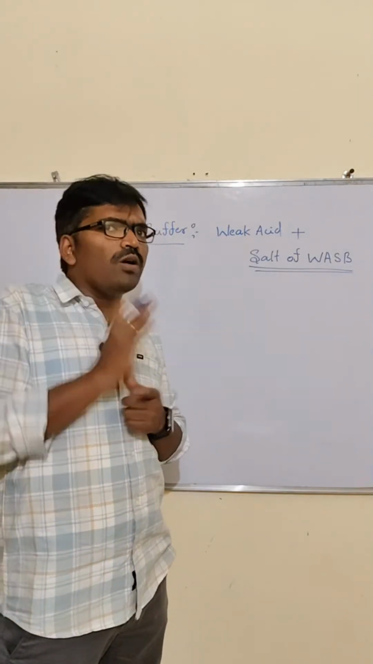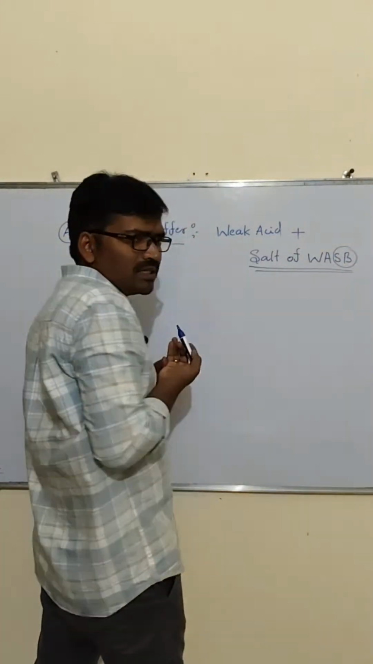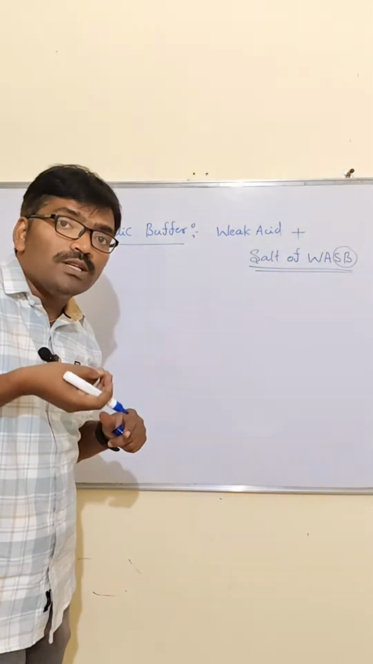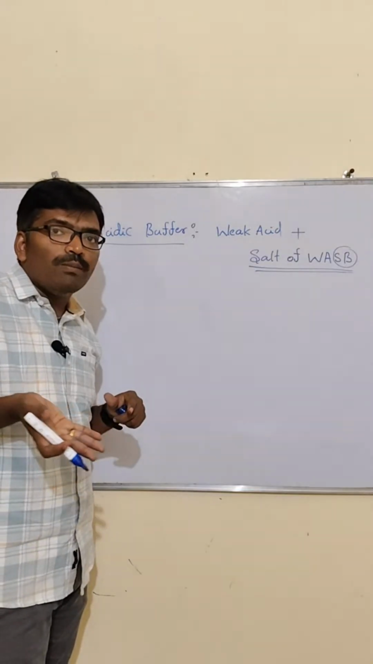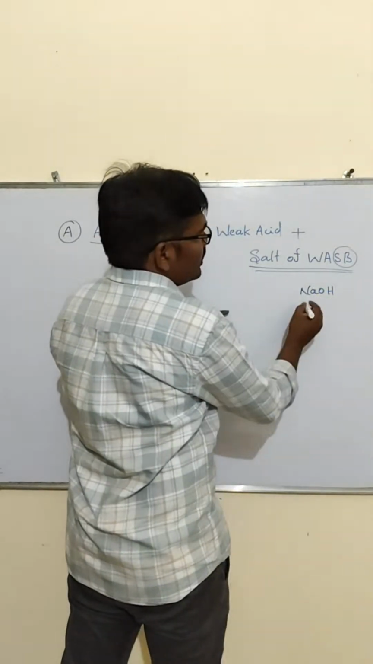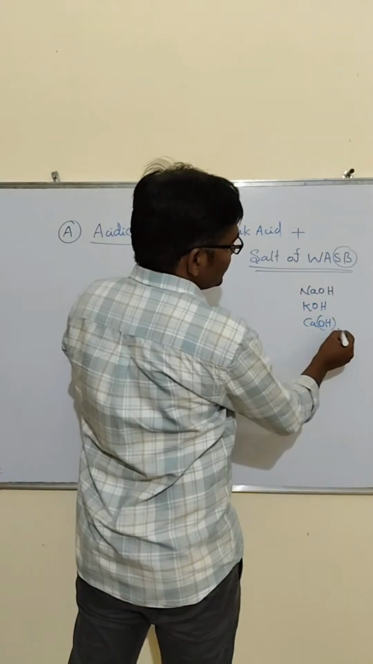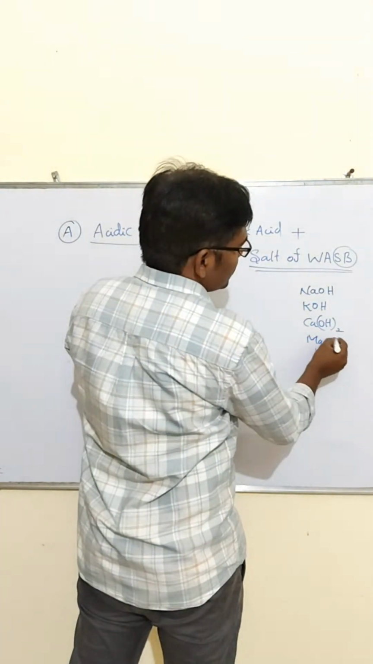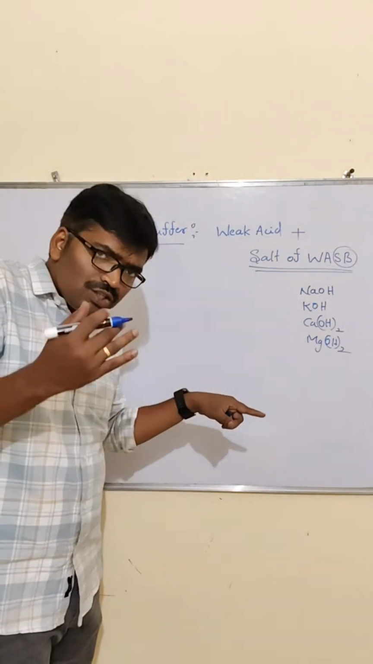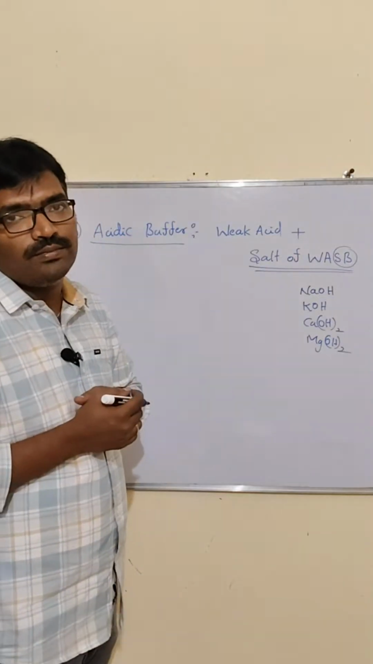Sir, what is a strong base? Generally, what are strong bases? First A group elements' hydroxides and second A group elements' hydroxides we call strong bases. For example, NaOH is a strong base, KOH is a strong base, Ca(OH)2 is a strong base, Mg(OH)2 is a strong base. So hydroxides of first A and second A group elements we call strong bases.